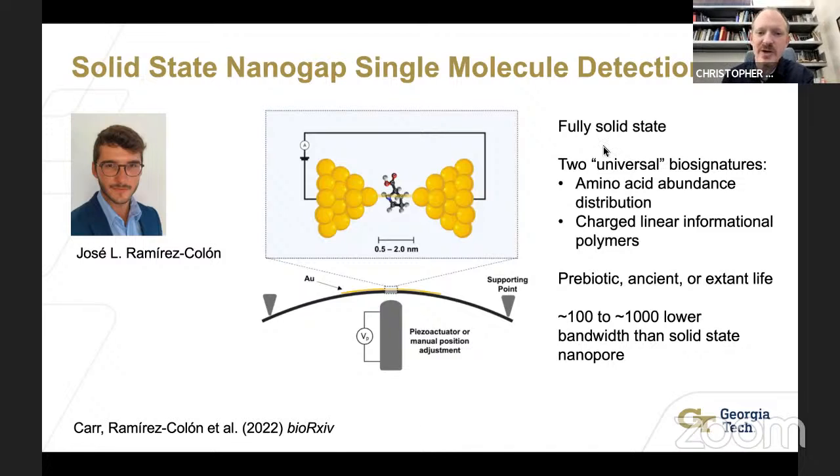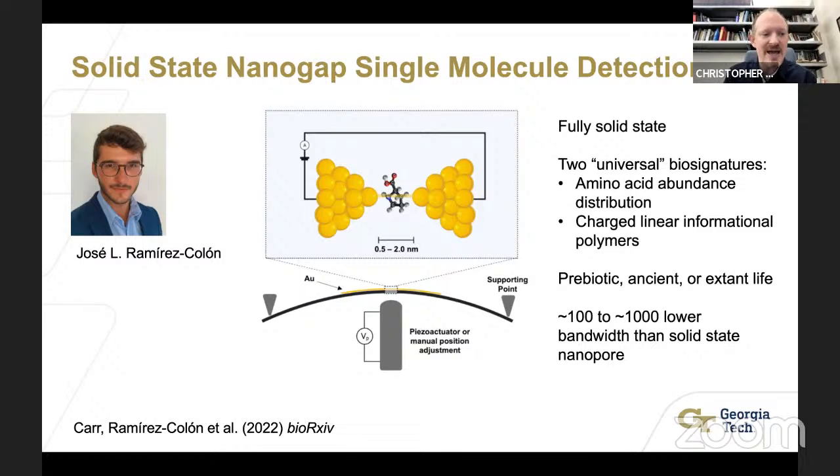And so here we think we can use this technology to measure an amino acid abundance distribution, as well as charged linear informational polymers, targeting prebiotic, ancient, or extant life. And one advantage here is that the bandwidth requirements are 100 to 1,000 times lower than solid-state nanopore.